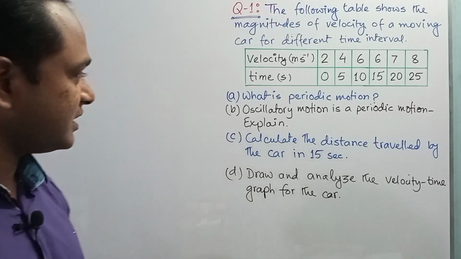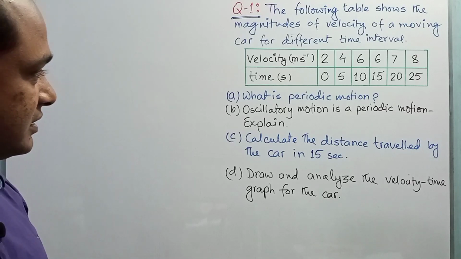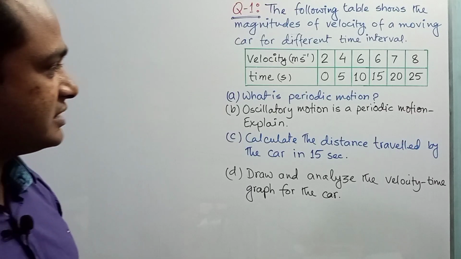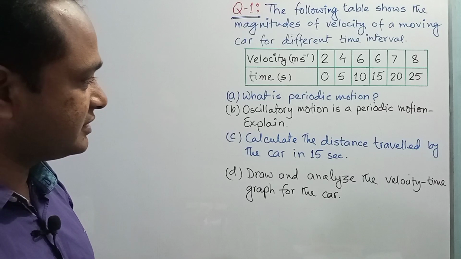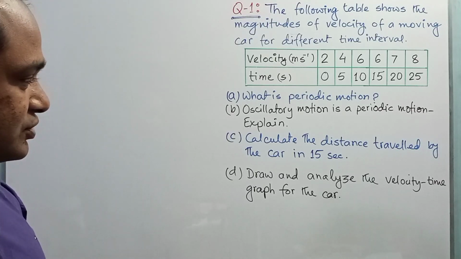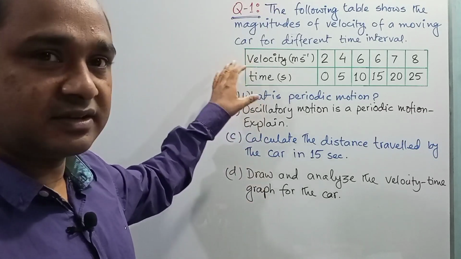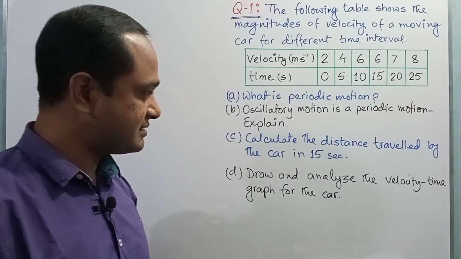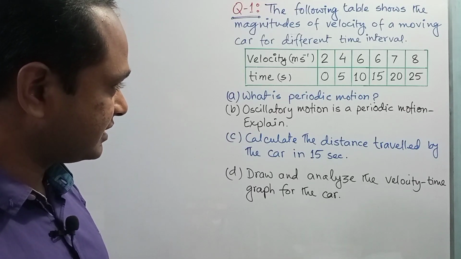Right? And the questions are: what is periodic motion? In question B, they said that oscillatory motion is a periodic motion. Explain. In question C, calculate the distance traveled by the car in 15 seconds. And finally, we have to draw and analyze the velocity versus time graph for the car. That is, using this table, we have to draw a velocity versus time graph, and we have to give the explanation. Right?